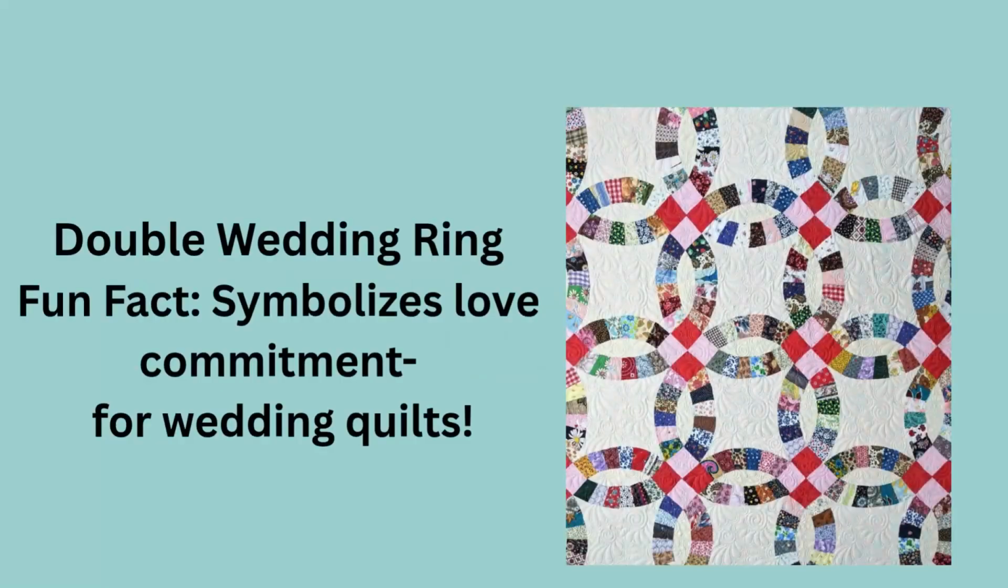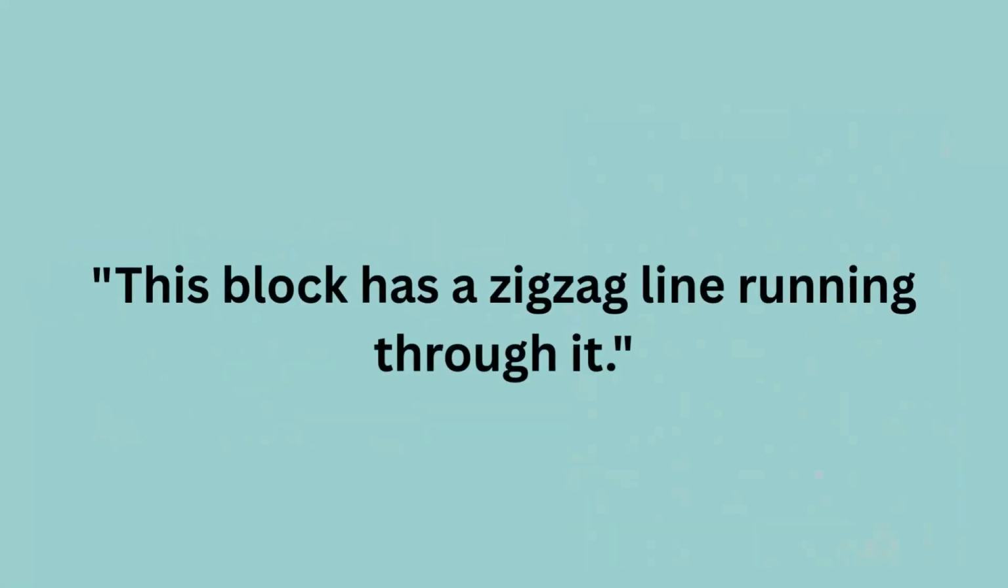This block has interlocking rings or circles. Come on, guys. You know this one. It's, of course, the double wedding ring. Symbolizes love and commitment for wedding quilts. Have you made one as yet?